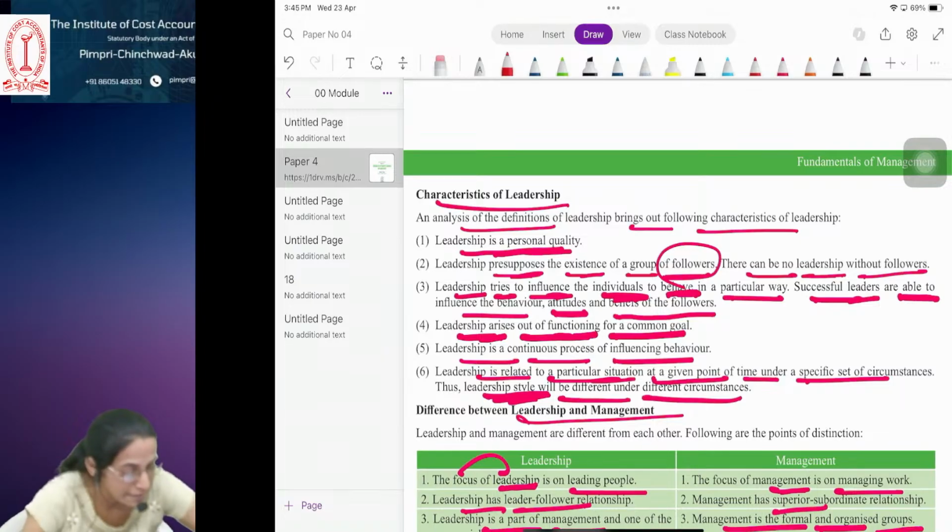He dominates, drives his group through coercion and command. Command means what? Order. Like in some countries, there is dictatorship, where people's advice is not taken into consideration. You have to just follow whatever the leader says. So that is coercion and command.